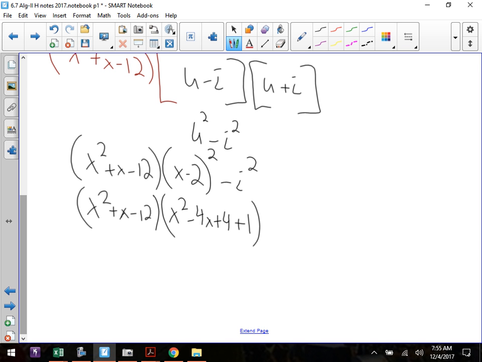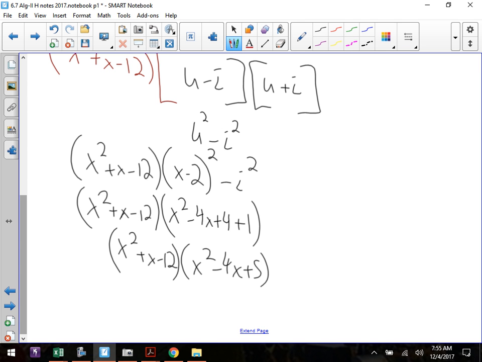Okay? So you have two trinomials now. You have x squared plus x minus 12 times x squared minus 4x plus 5. And it's just a nasty FOIL problem. You've got to distribute out 3 times.